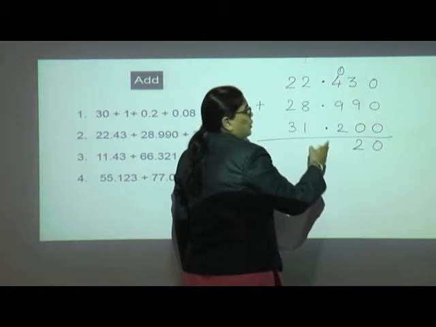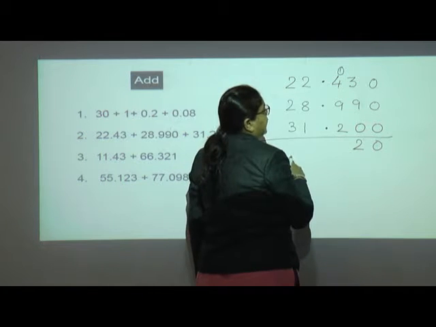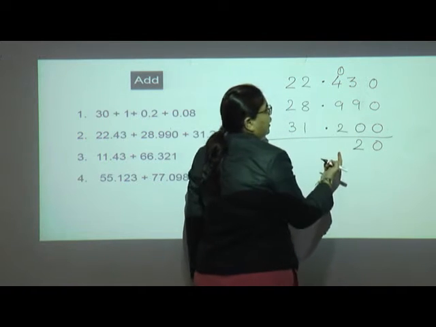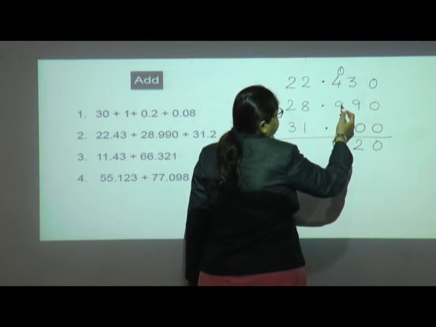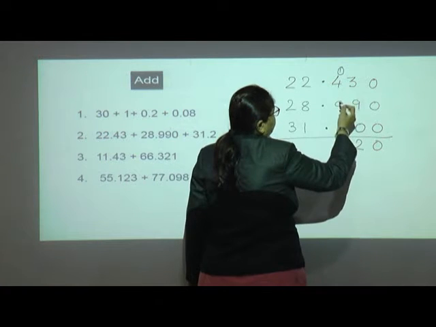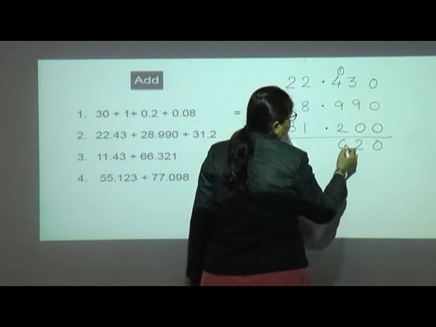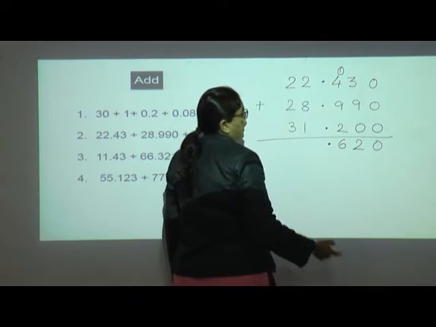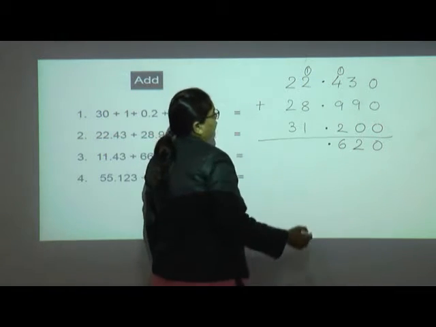As I already told you, the normal addition that we do with whole numbers, the same rules we have to follow with decimal numbers. So here 9 plus 1 is 10. You can do it your own way: 1 plus 4 is 5, 5 plus 9 is 14, 14 plus 2 is 16, or in another way 9 plus 1 is 10, 10 plus 4 is 14, 14 plus 2 is 16. The sum will remain the same if you interchange the numbers. So I will write 6, with 1 as carry forward.